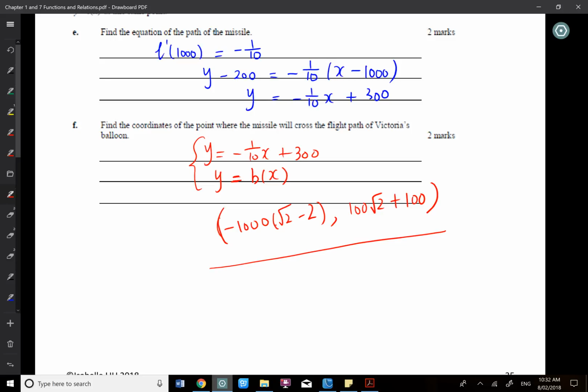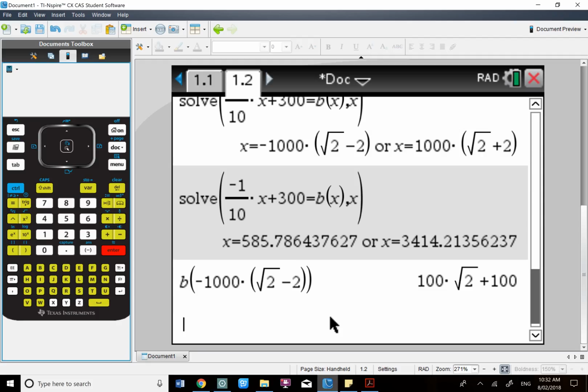The x is still positive. 1.4 minus 2 is still negative, and negative times negative is a positive. Why I take this one is that the other is outside the domain. My domain is 3,000, so I only take 585. That's still a positive number. That's why I press Control Enter here to see the value.